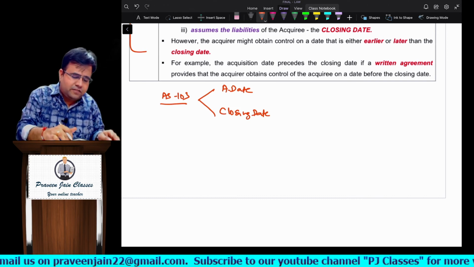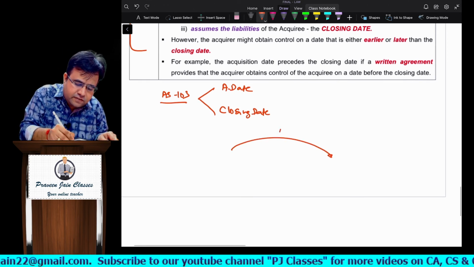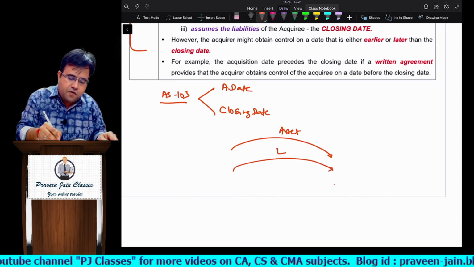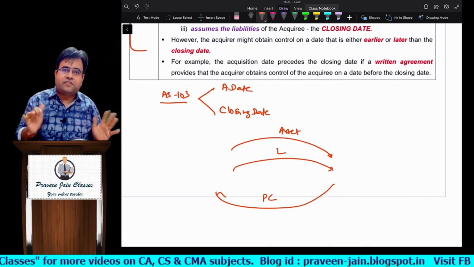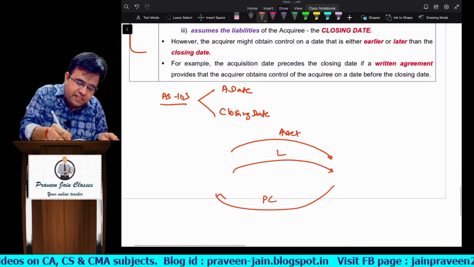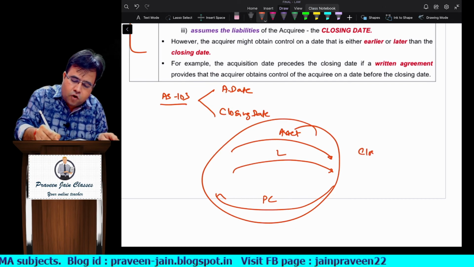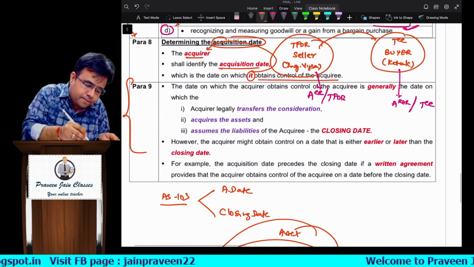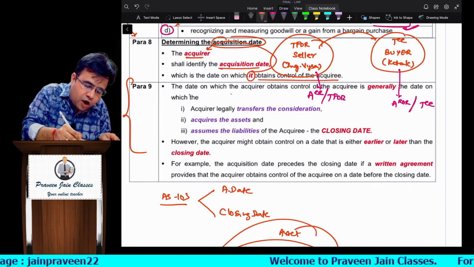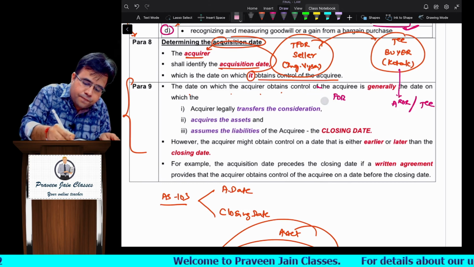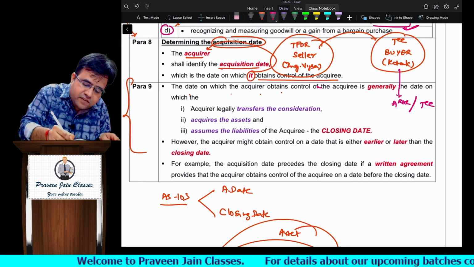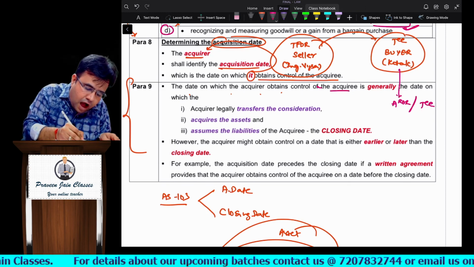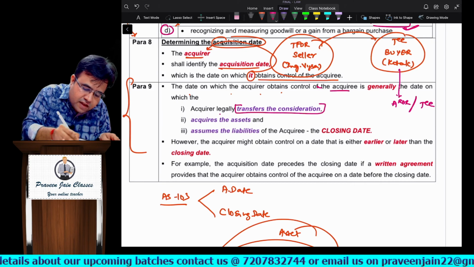What do you mean by works to be done, sir? Simple है, all the assets have to be transferred, all the liabilities have to be transferred, whatever is the purchase consideration has to be paid, sir. Agreed or not, sir? When all three things happen, then this is called closure date, or you can say close date. You can see paragraph number 9, sir. The date on which the acquirer obtains control of the acquiree is generally the date on which the acquirer legally transfers the consideration.